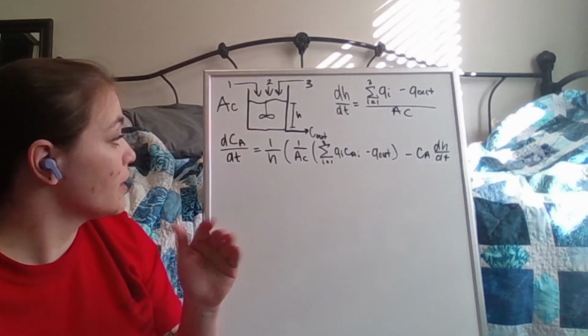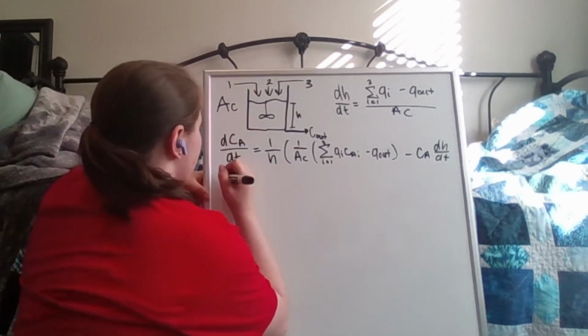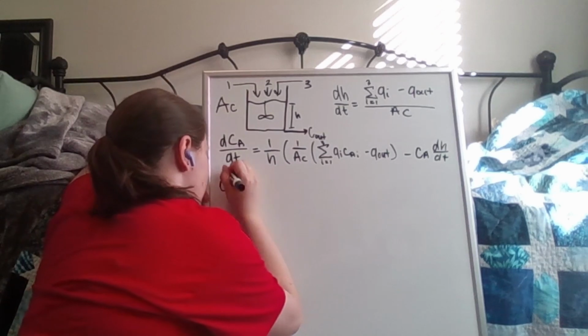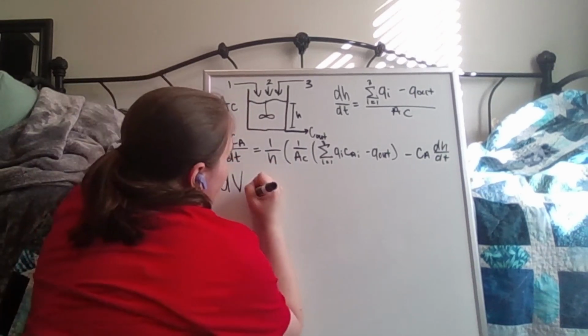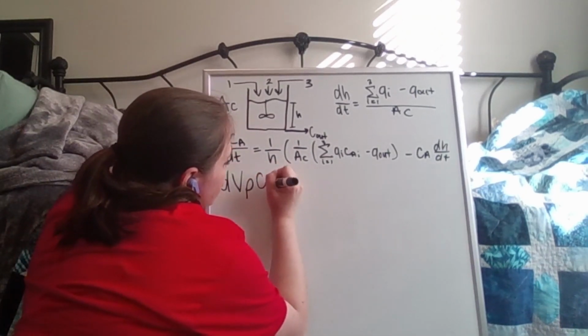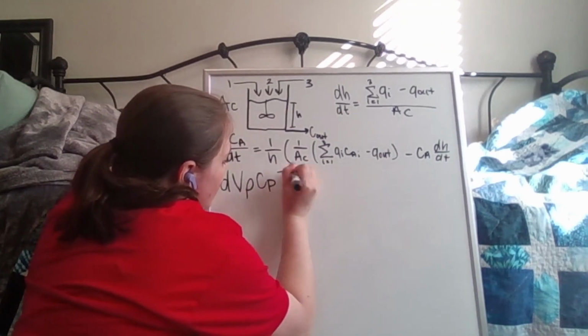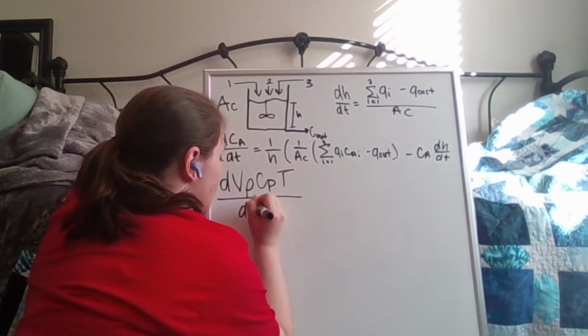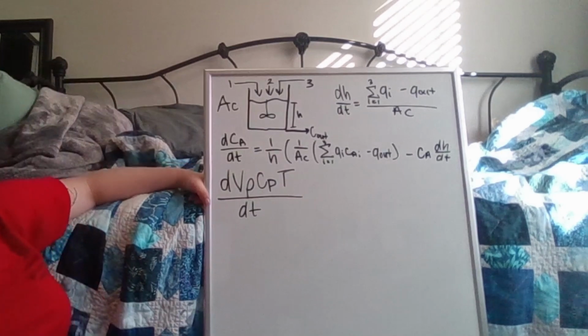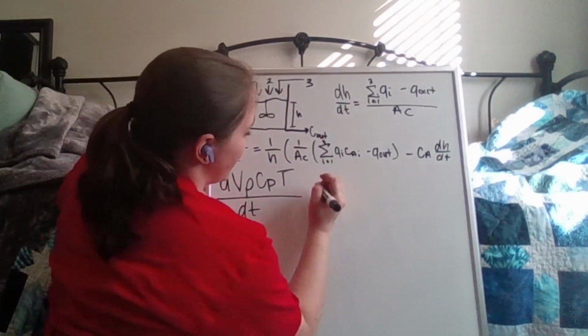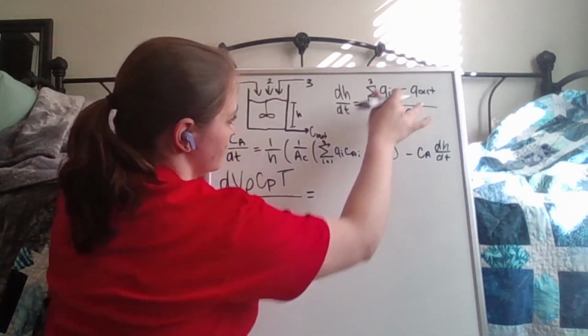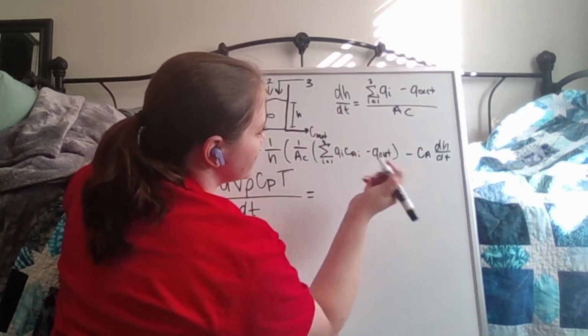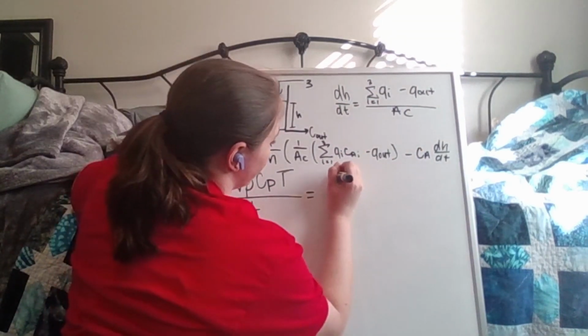What we're going to start with this time is our dV like we did before, but we're going to put in our density, specific heat, and temperature, all over change of time. We do the exact same thing as before, plugging all that in and adding it to basically our Q_i and Q_out. So we have our summation.